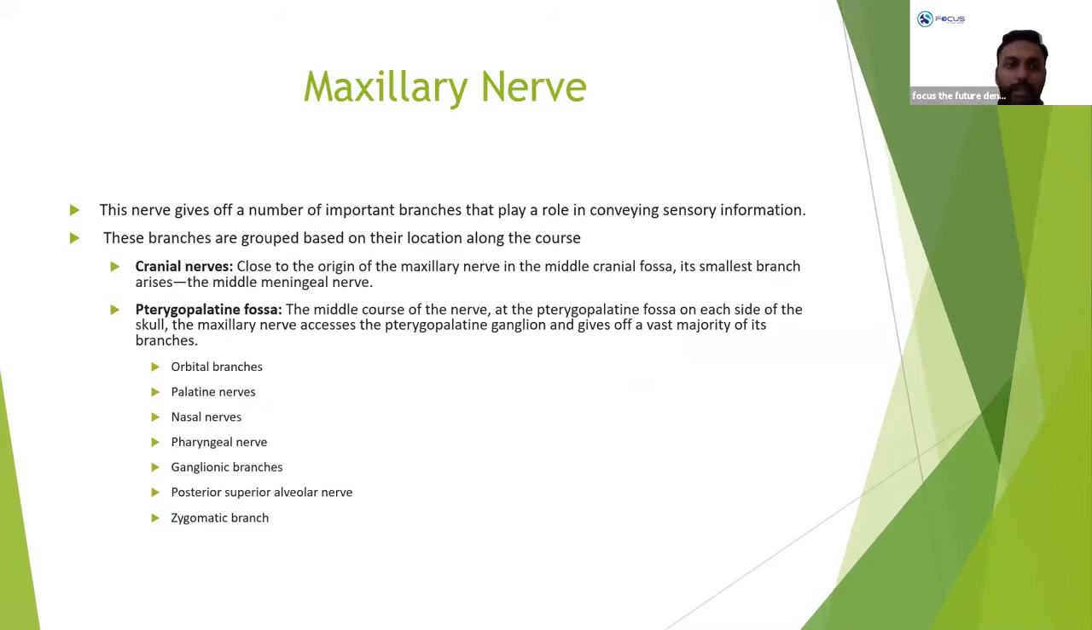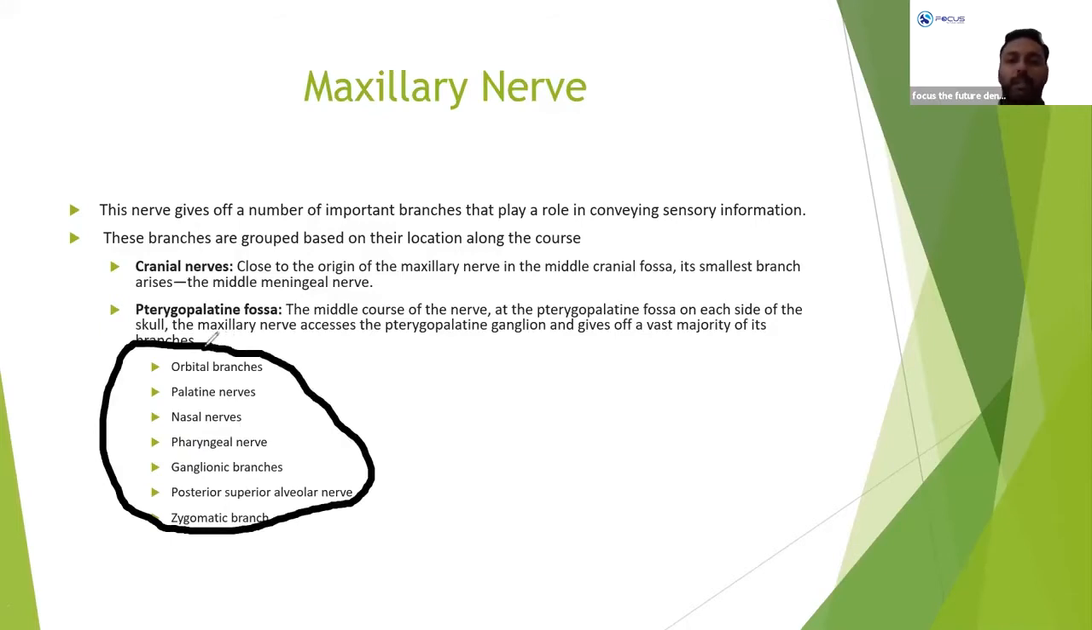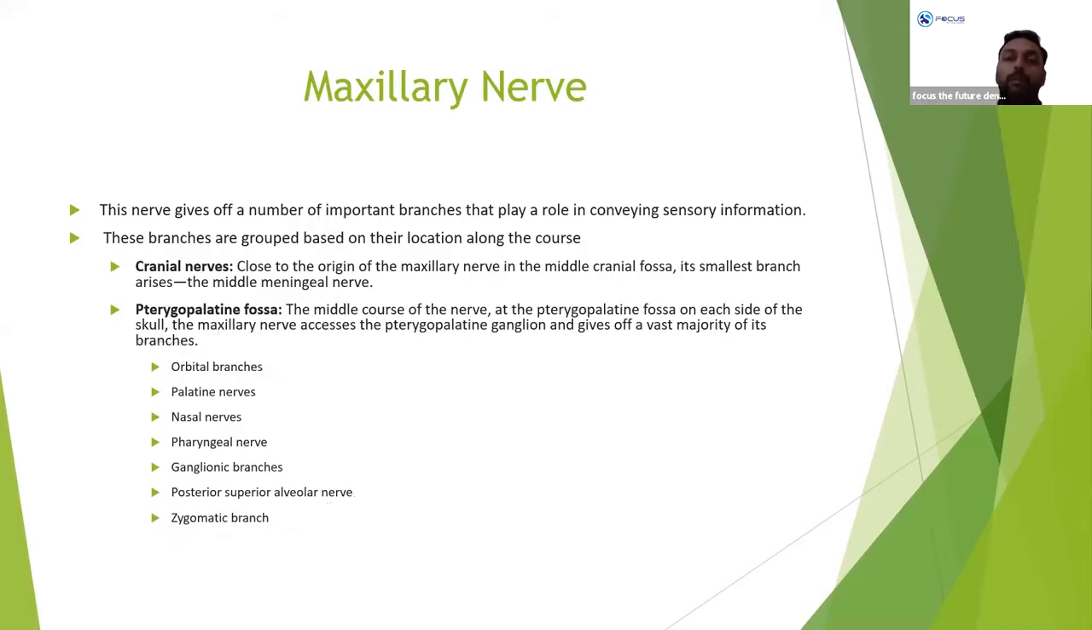Pterygopalatine fossa, the middle course of the nerve. At the pterygopalatine fossa, the maxillary nerve accesses the pterygopalatine ganglion and gives away a vast majority of its branches, that is orbital, palatine, nasal, pharyngeal branch, then ganglionic branch, posterior superior alveolar, and zygomatic branch. So major branching takes place at a place known as the pterygopalatine fossa, and this is the area where you give your posterior superior alveolar nerve block, PSA. Slightly higher up, you get the pterygopalatine fossa.